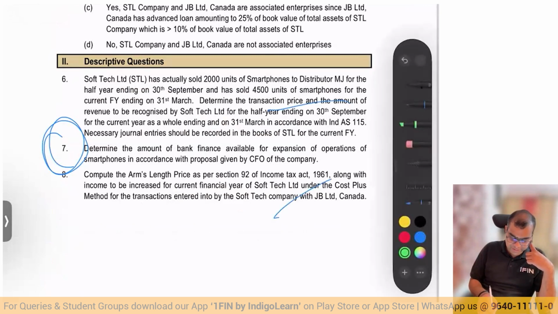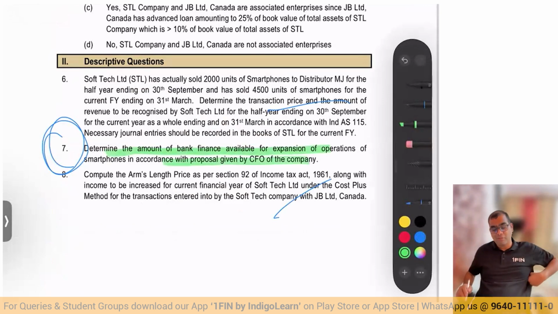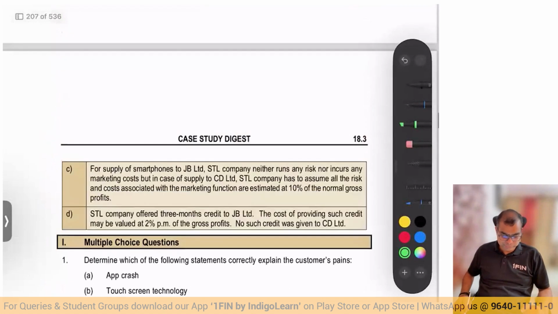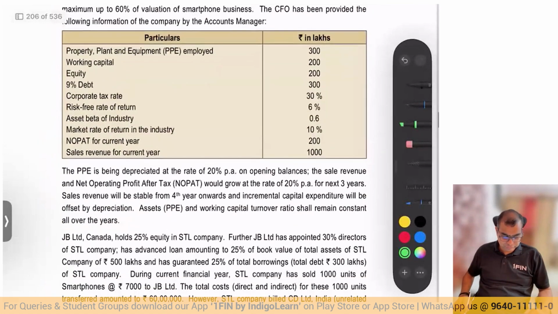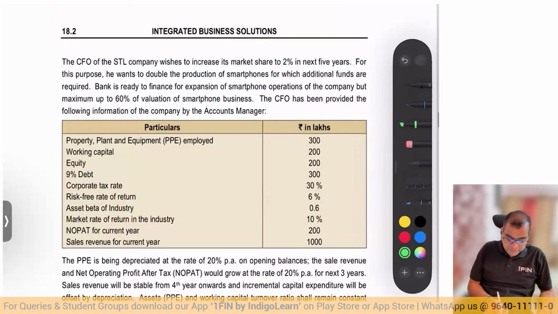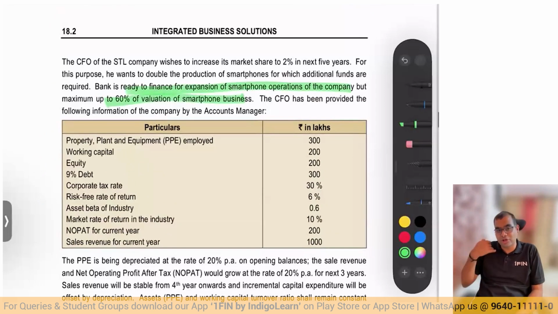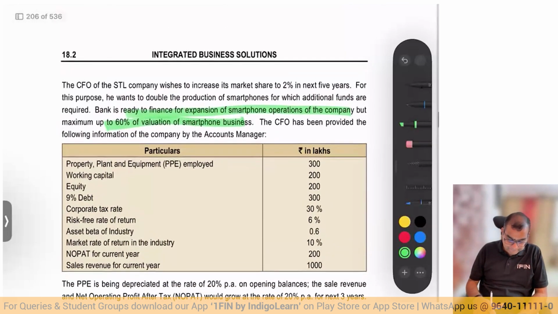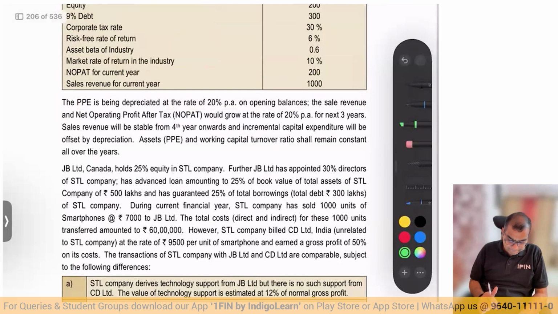What is relevant to us is this. Determine the amount of bank finance available for the company for operations in accordance with proposal given by the CFO. What is the amount of bank finance? Let us come back and look. Bank is ready to finance for expansion of the company, but up to 60% of the valuation of the smartphone business. So you're supposed to now value this smartphone business. So how will you value the smartphone business? What have they said? Have they given any way in which you're supposed to value?